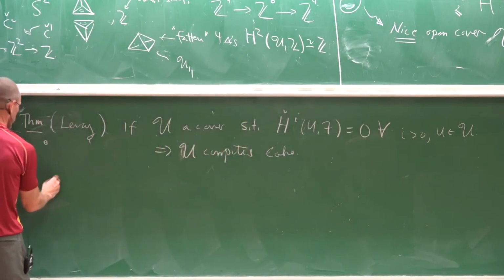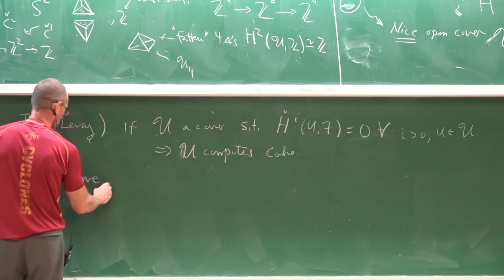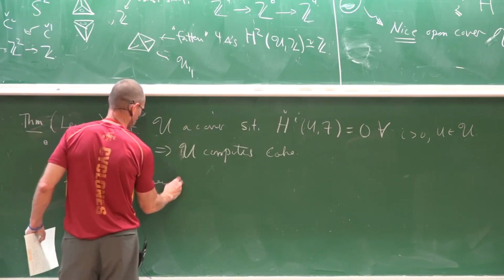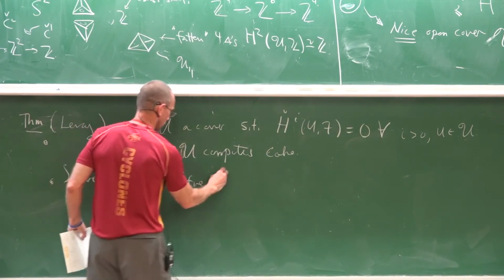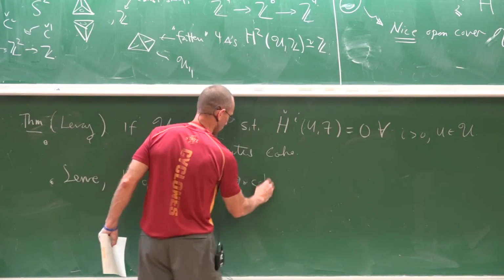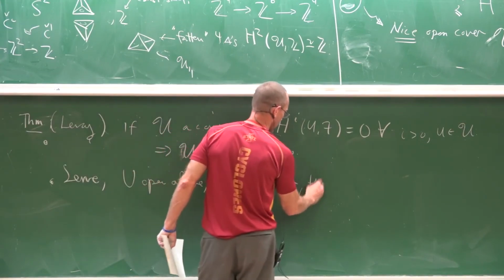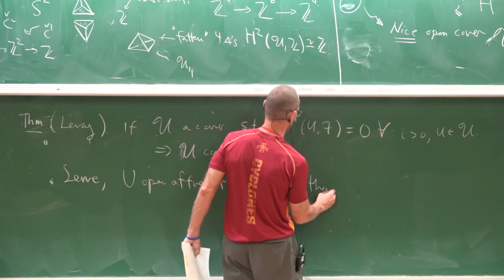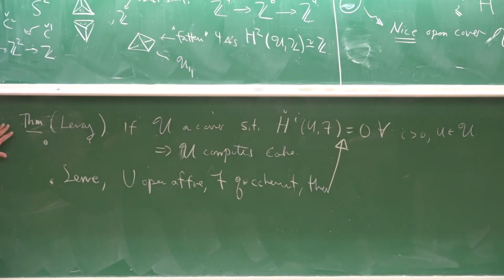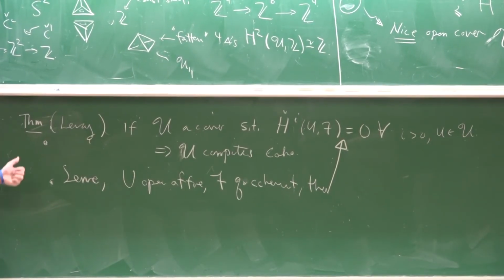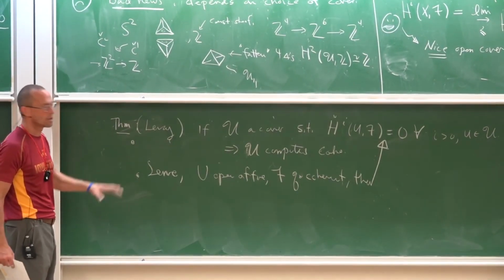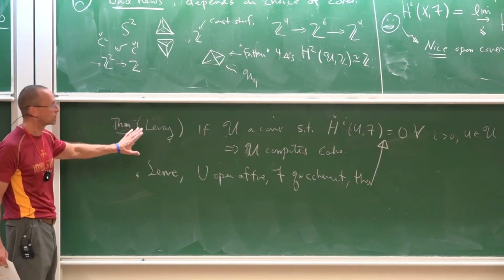So that's a Leray cover. Here's the theorem of Serre. If U is an open affine and F is quasi-coherent, then this condition holds. So what's the point? By appealing to Serre and Leray, this tells us that if we have an affine open cover for a quasi-coherent sheaf, this is always the situation that we're going to be in the toric case. That's good enough to compute Čech cohomology.